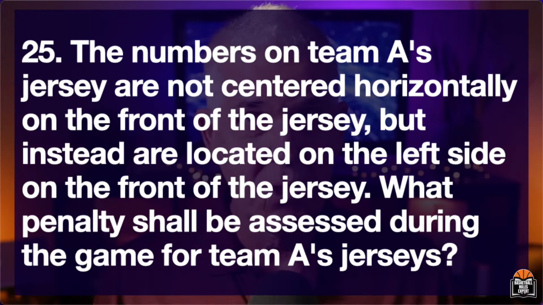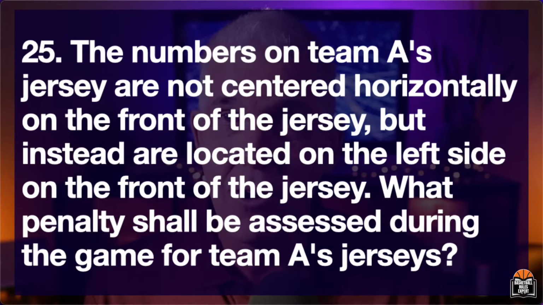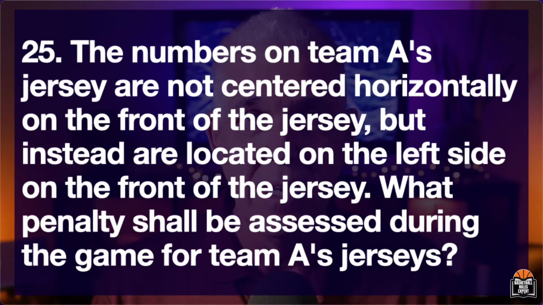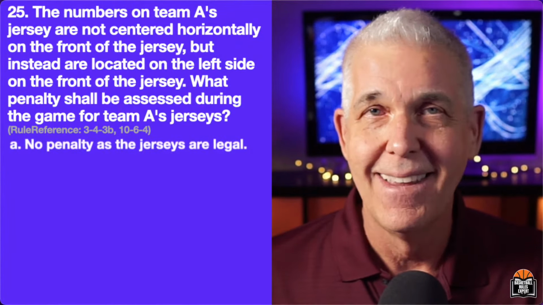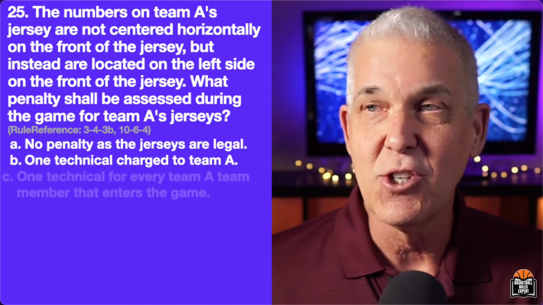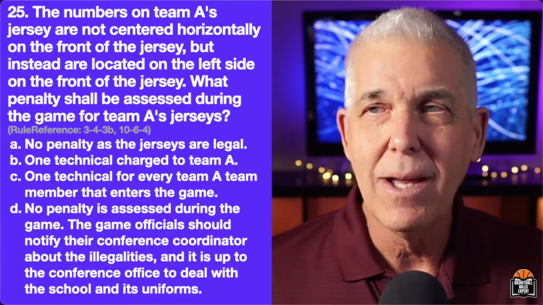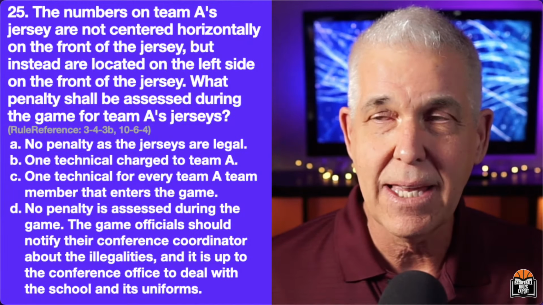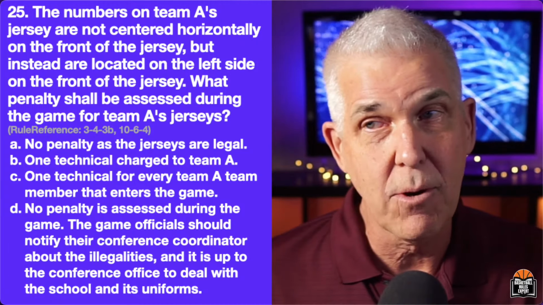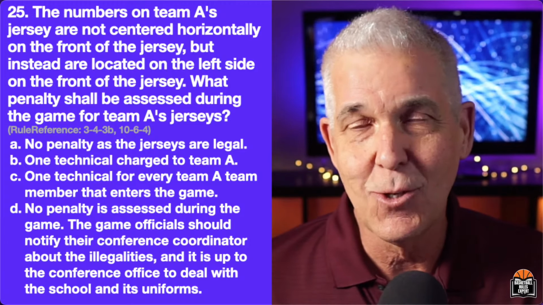25. The numbers on Team A's jersey are not centered horizontally on the front of the jersey, but instead are located on the left side of the front of the jersey. What penalty shall be assessed during the game for Team A's jerseys? I have had this happen. A, no penalty as the jerseys are legal. B, 1 technical charge to Team A. C, 1 technical for every Team A member that enters the game. D, no penalty is assessed during the game. The game officials should notify their conference coordinator about the illegalities, and it is up to the conference office to deal with the school and its uniforms.